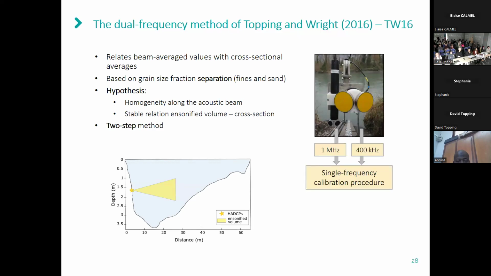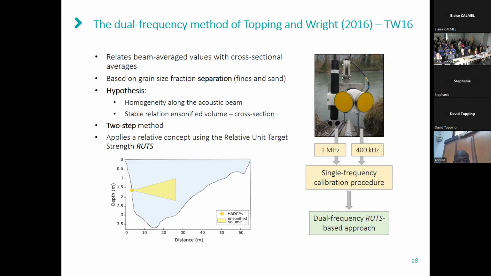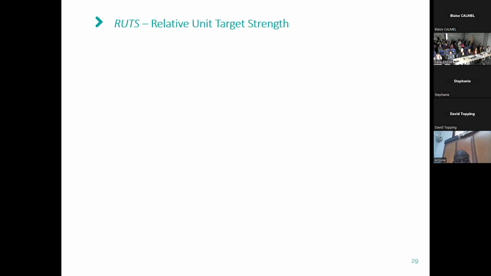This is a two-step method. The first part is a single frequency calibration procedure, which uses the results of the 1 megahertz and 400 kilohertz instruments in our case, which are then used for the dual frequency ROOTS-based approach. And this ROOTS-based approach uses a relative concept, called the relative unit target strength, ROOTS. And this ROOTS is based on the so-called unit target strength, UTS.